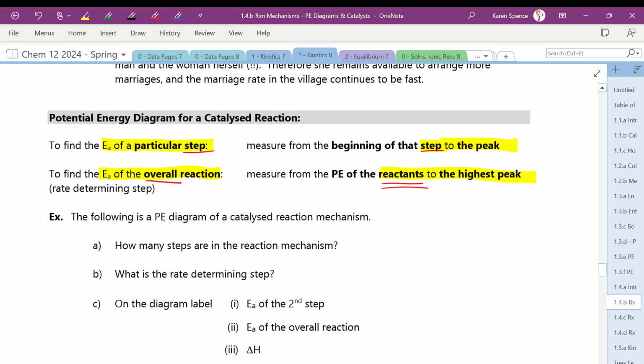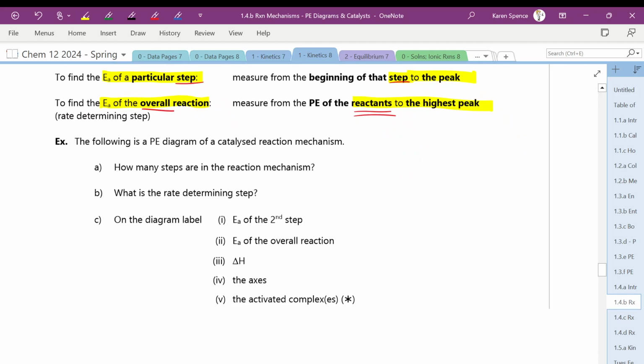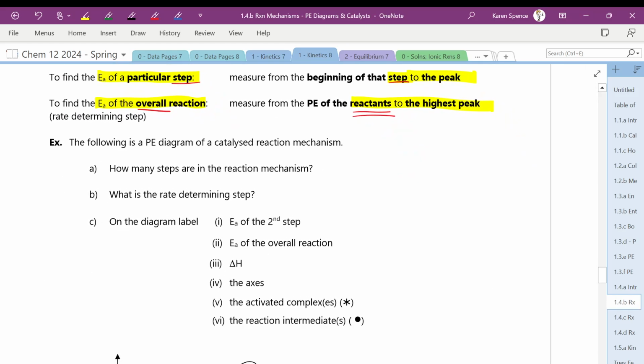Why don't you guys try this example here? When you are done, check your answers with your partner.